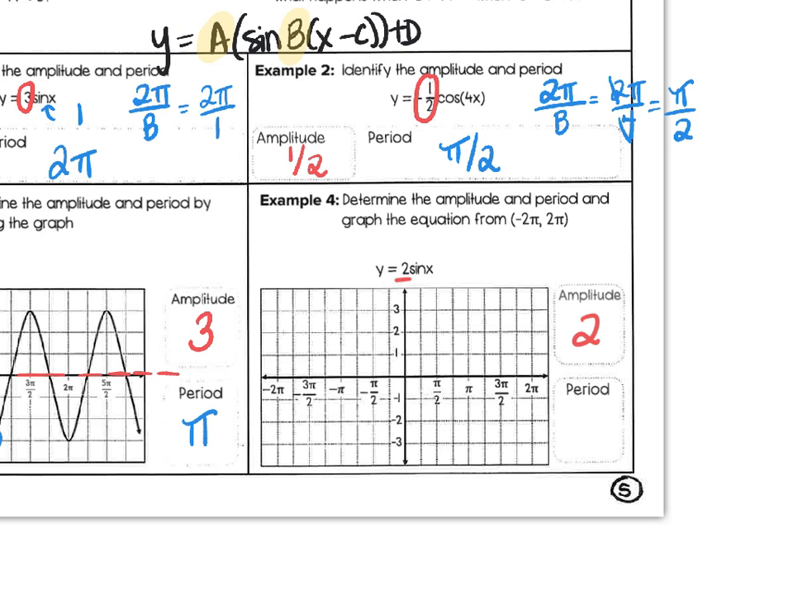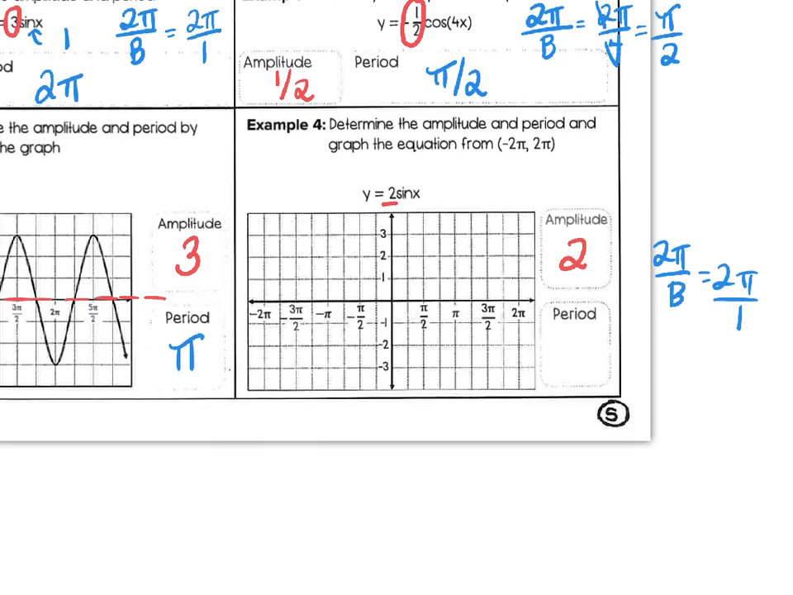And we know that the period is going to be 2 pi over b. And in this case, the coefficient of x is 1, so 2 pi over 1. Now, to graph the period, we know that it's going to take from here to here for us to get to restarting.